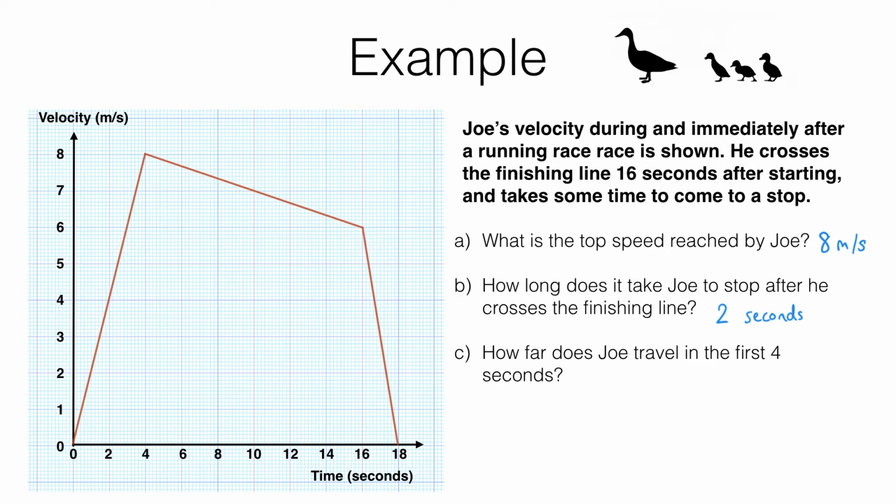Now, I'm only interested in the first 4 seconds, so I'm going to start from this point, from 4 seconds, and draw a straight line upwards like this. Now, the distance travelled is going to be the area of this triangle. It is the area under the graph up to this point here, up to 4 seconds. Now, we know how to find the area of a triangle. It is simply base multiplied by height divided by 2.